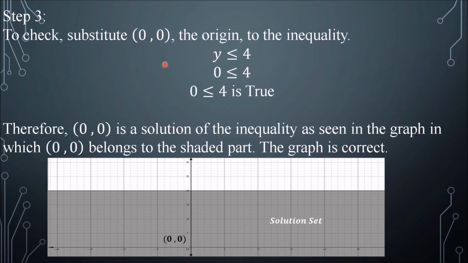Now to check, we have 0, 0, the origin. 0 is less than or equal to 4, which is true. And as you can see in the graph, 0 belongs to the solution set. So the graph is correct.